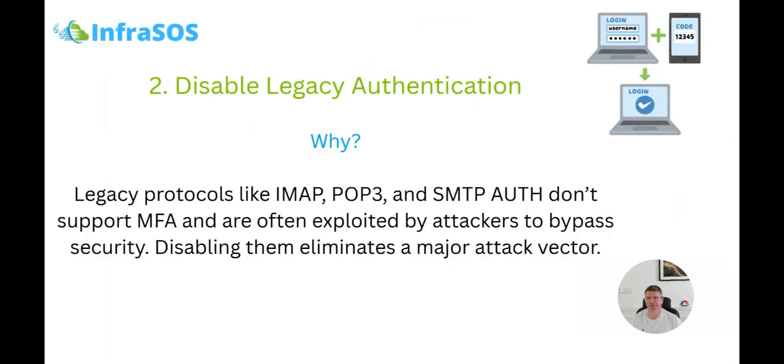The next item on the list is to disable legacy authentication. So why do we want to do that? Well, legacy protocols like IMAP, POP3 and SMTP auth, some of them don't support MFA, and they're often exploited by attackers to bypass security. So disabling them eliminates a major attack vector. How do we do that? Well, let me show you.